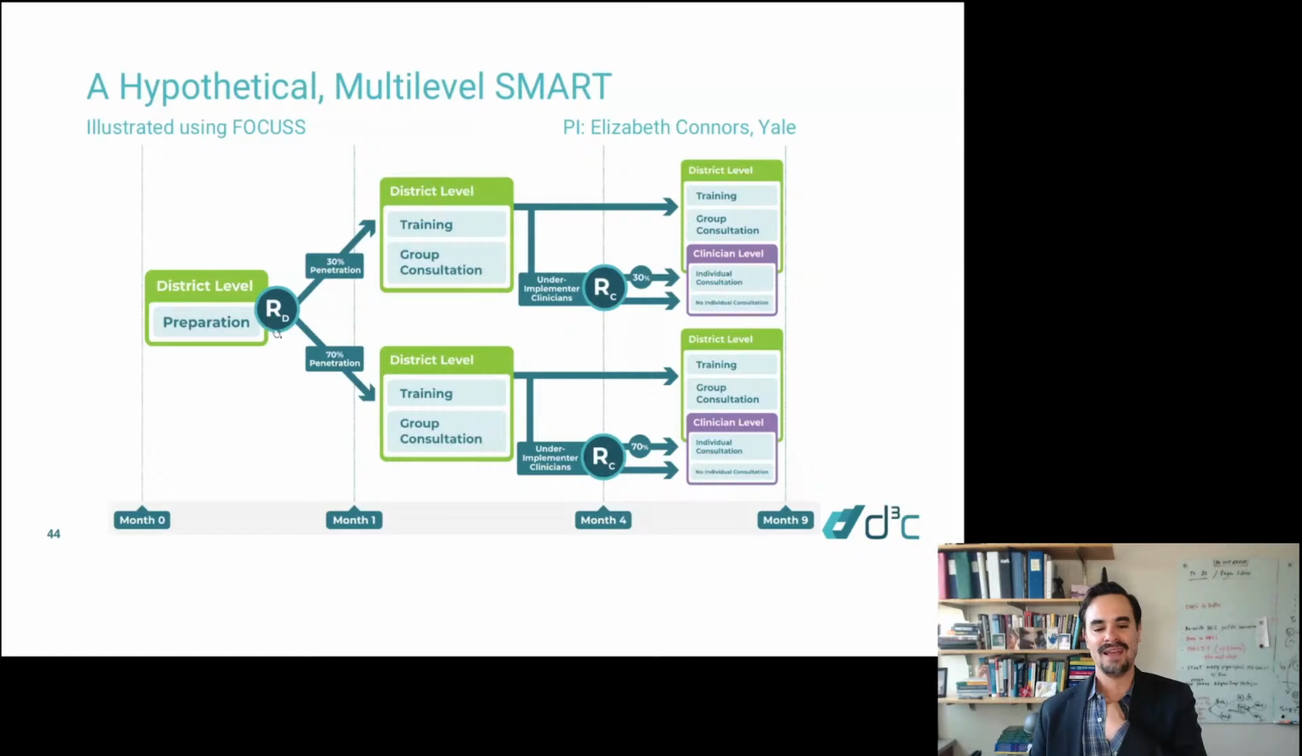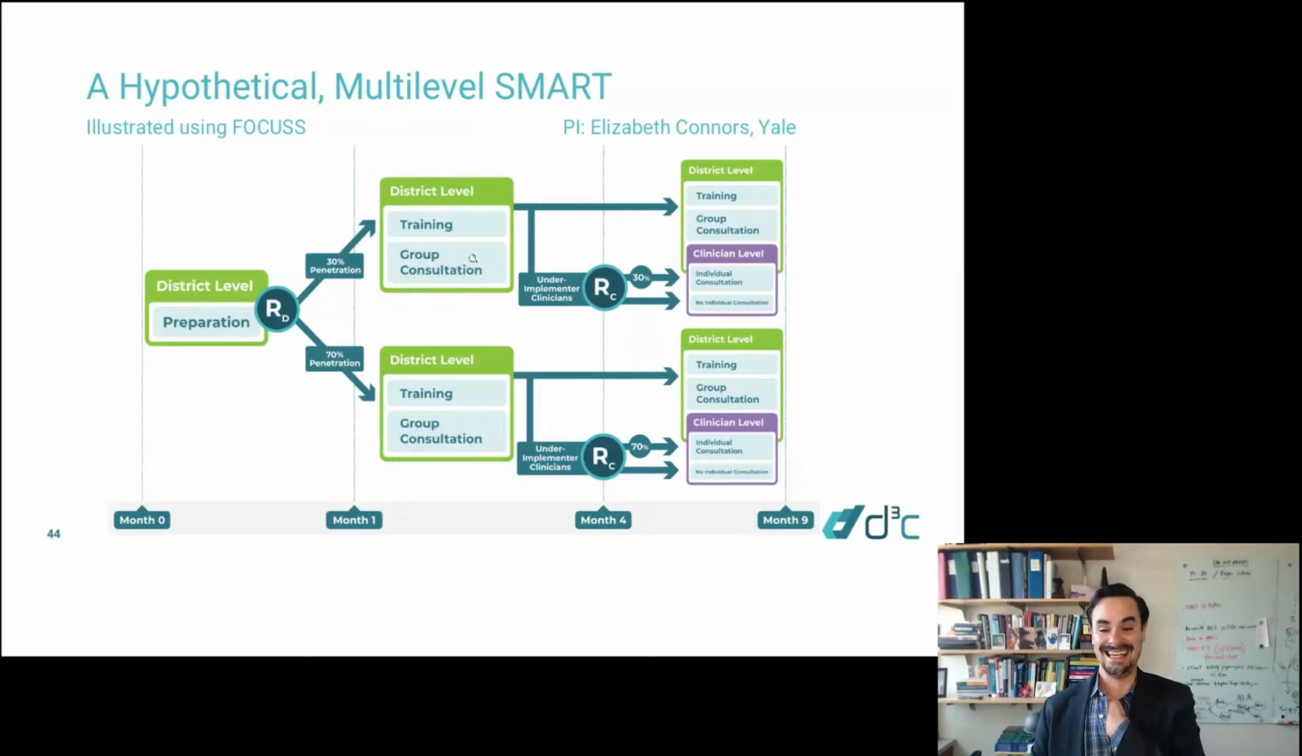My first randomization is a decision by the district to either penetrate only 30% of the clinicians in a district or penetrate 70%. So think about it, so this is really important to a state like Connecticut, right? Am I only going to provide individual consultation, which is extremely expensive, to only 70% of the clinicians in need or only 30% of the clinicians in need?